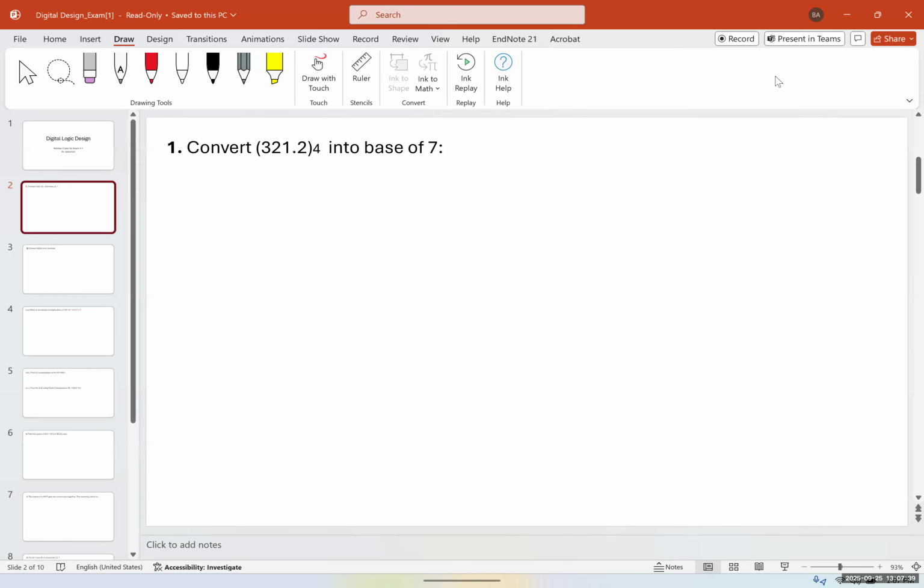So 0.5 in the base of 10 is going to be 0.3 on repeat in the base of 7. So the final answer would be 111.333, or we can write it like this, 111.3 on repeat. 2 times 4 to the negative 1, yes, this would be 2 times 1 over 4, which is 0.5.